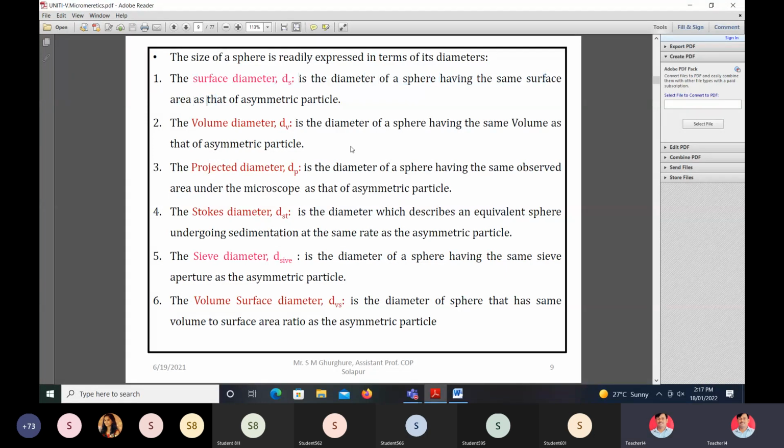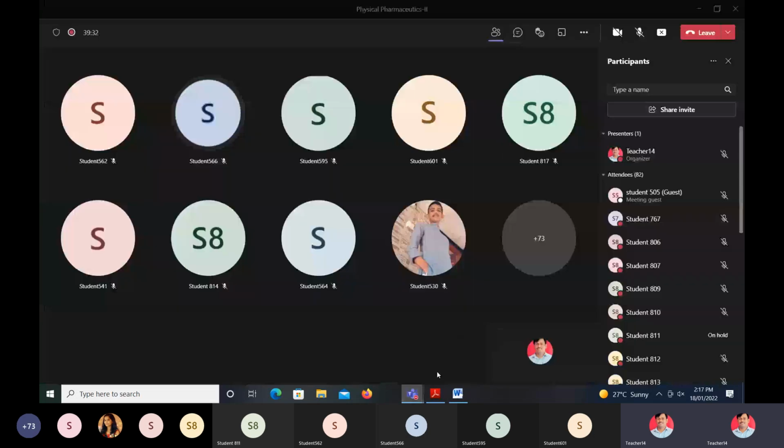All these diameters are measured when we measure the equivalent diameters for asymmetric particles. For asymmetric type of particles, we measure the different types of diameters. Yes, this point is clear now. Have you understood this point?